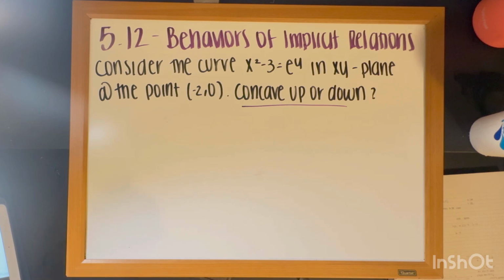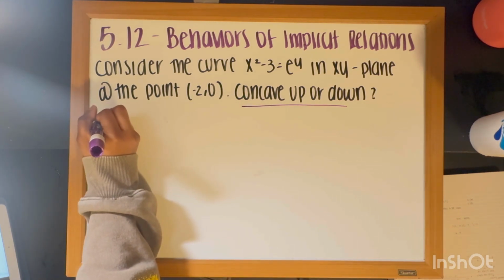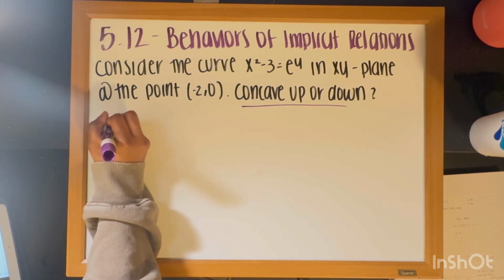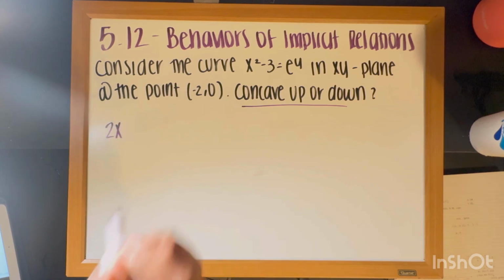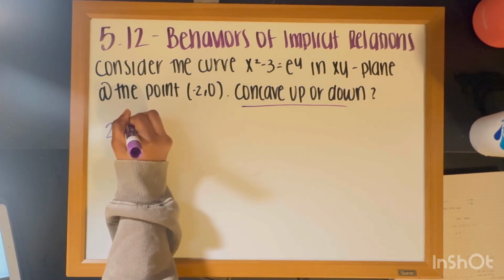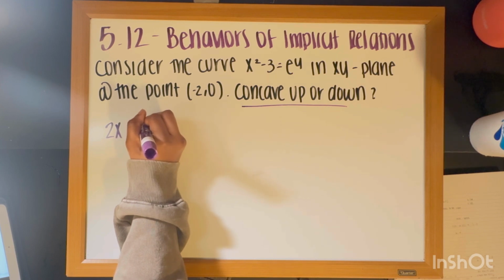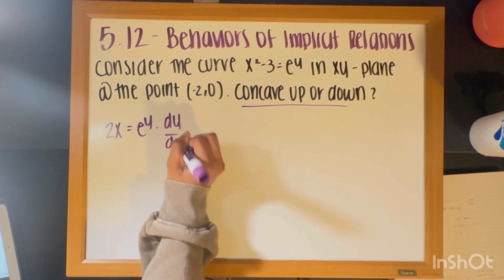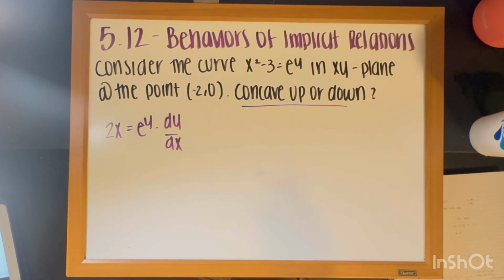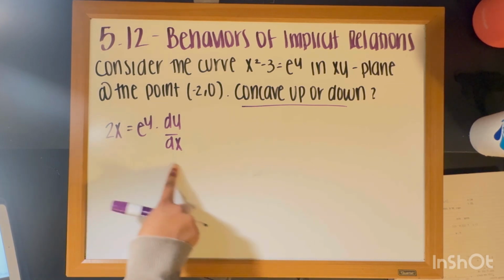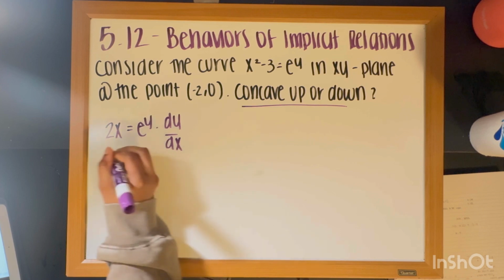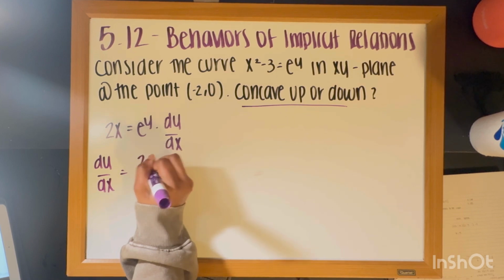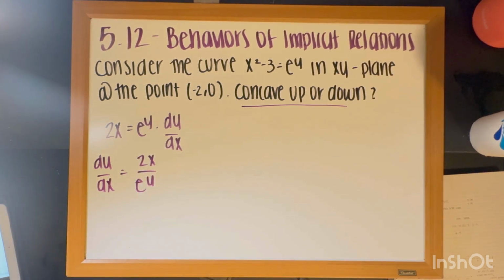So let's start. I'm going to first find the first derivative with respect to y, since we have a y. So I'm going to say 2x, 3 is a constant, so it would just equal e to the y times dy over dx. That is my first derivative. I'm going to find my first derivative and say dy over dx equals 2x over e to the y. And that is my first derivative, sorry.